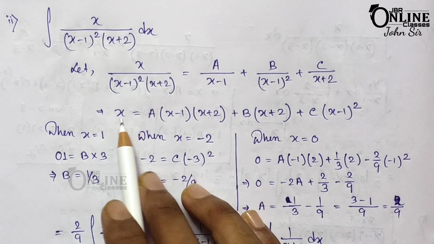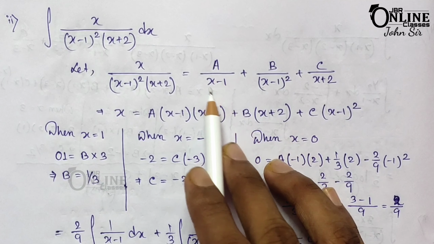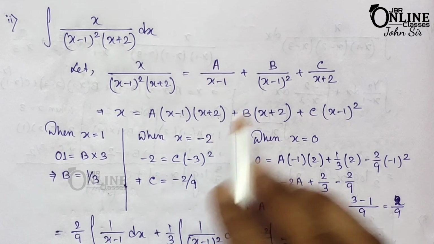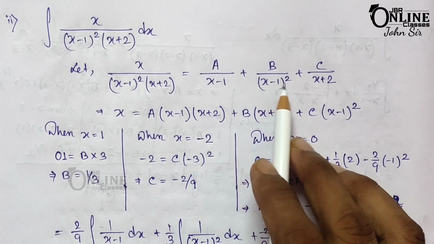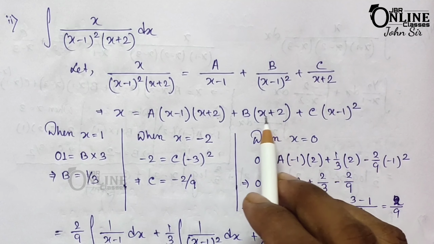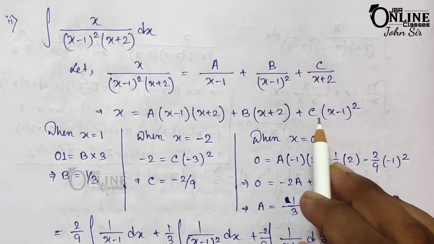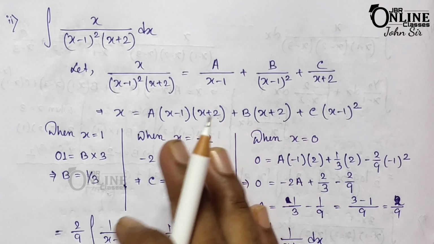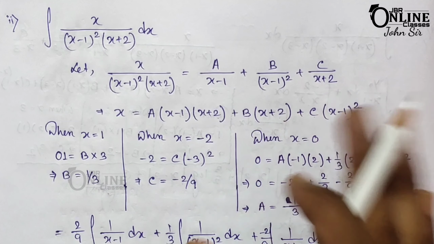So now it will be x equal to here a, as here x minus 1, so it will be again x minus 1 into x plus 2. Here b into, as x minus 1 whole square you have, so it will be only x plus 2, and c, it will be c into x minus 1 whole square. Now you have to find out the value of a, b, c.